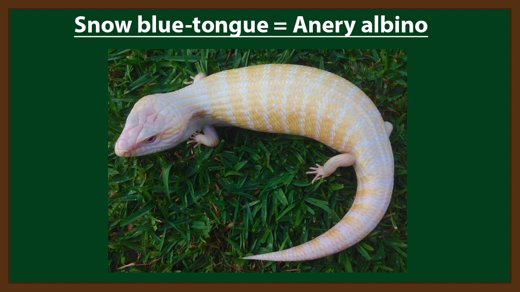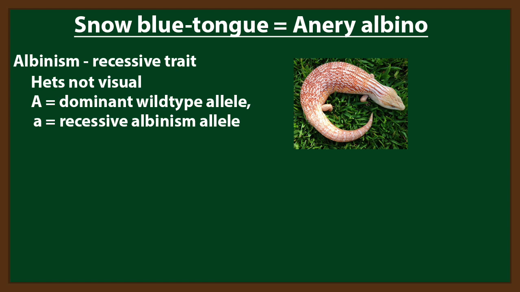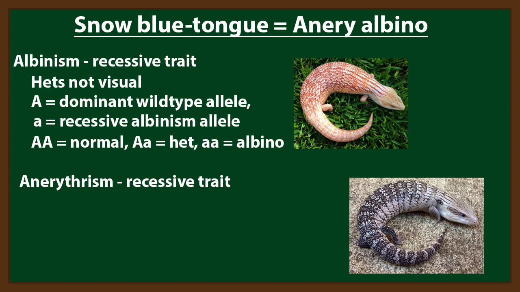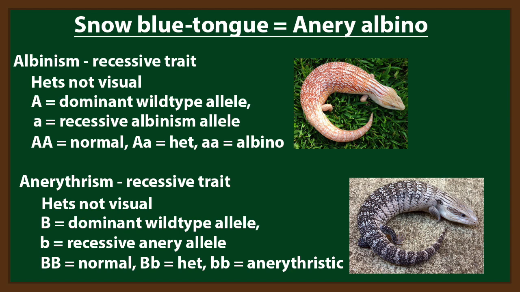As covered previously, albinism is a recessive trait where the hets are similar in appearance to the homozygous wild-type animals. We will use big A as the dominant wild-type allele and small a as the recessive albino allele. Anerythrism is also a recessive trait, with the hets not being visual. We will use big B as the dominant wild-type allele and small b as the recessive anery allele.